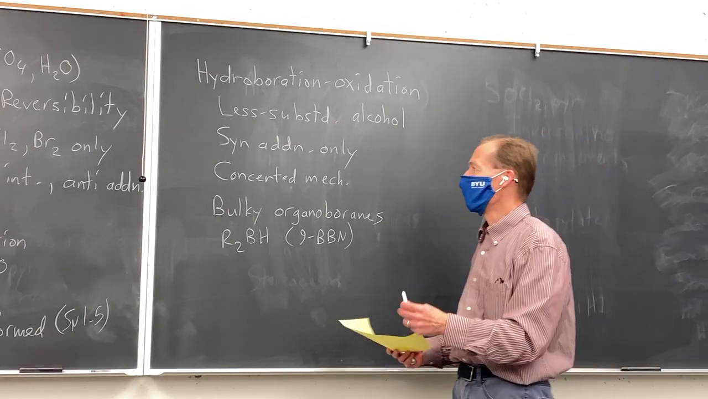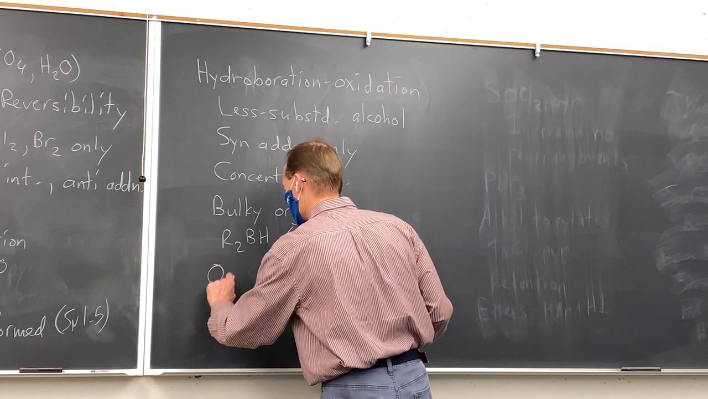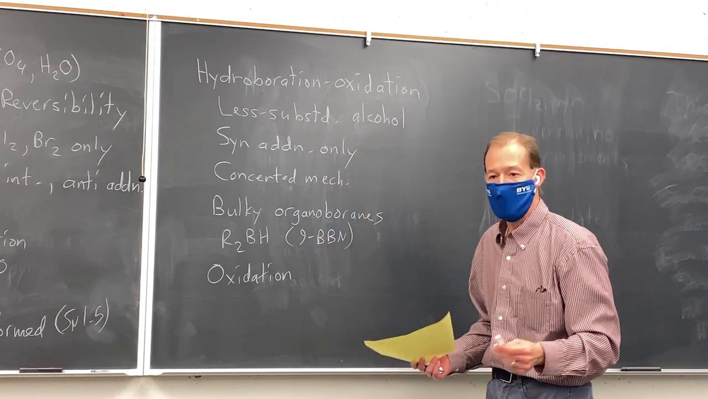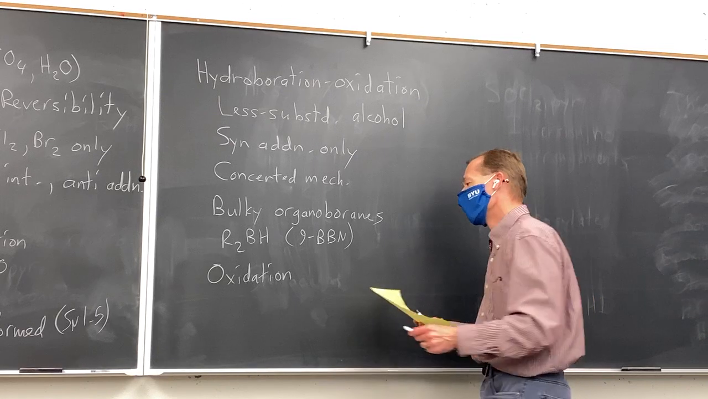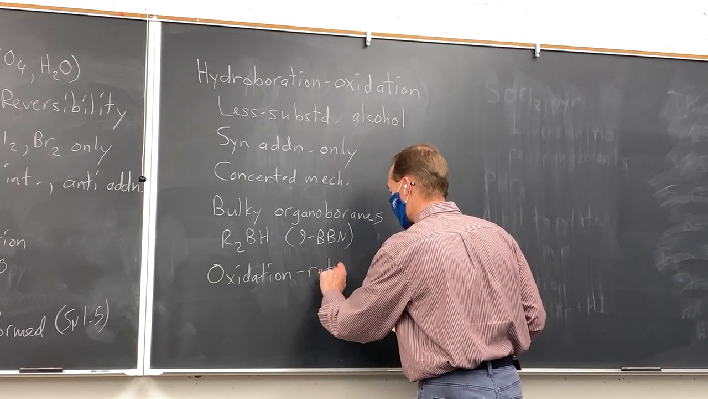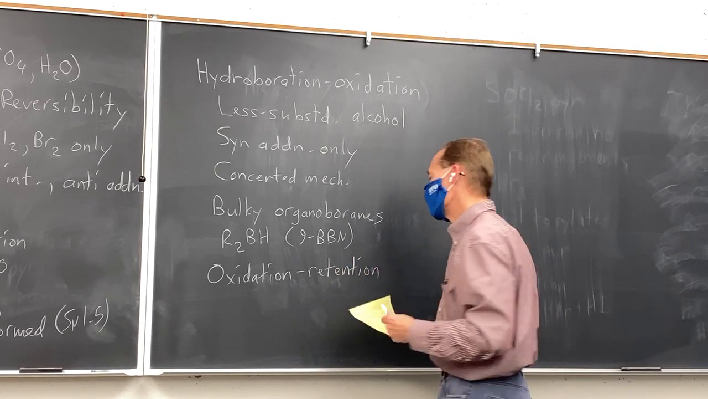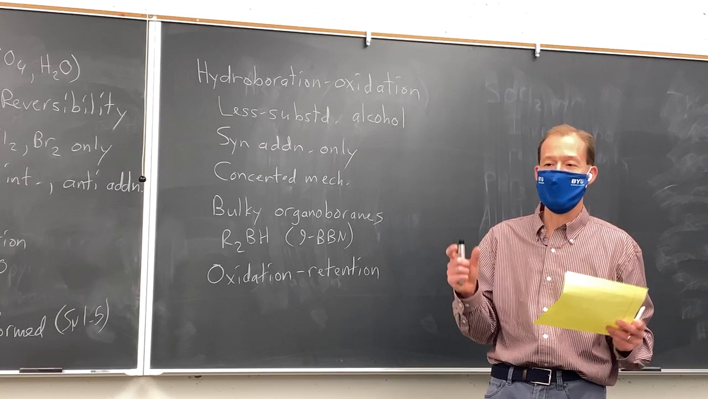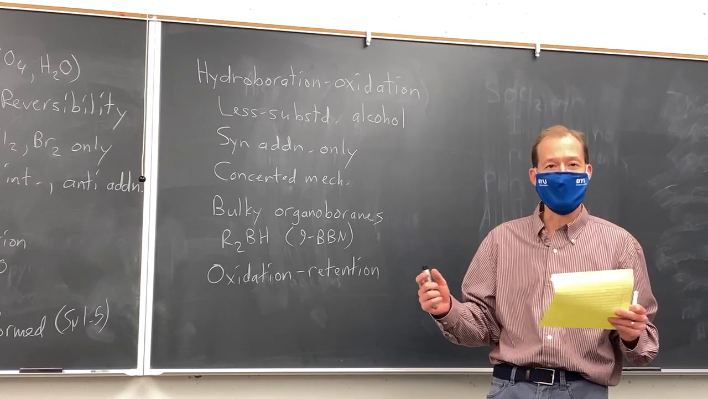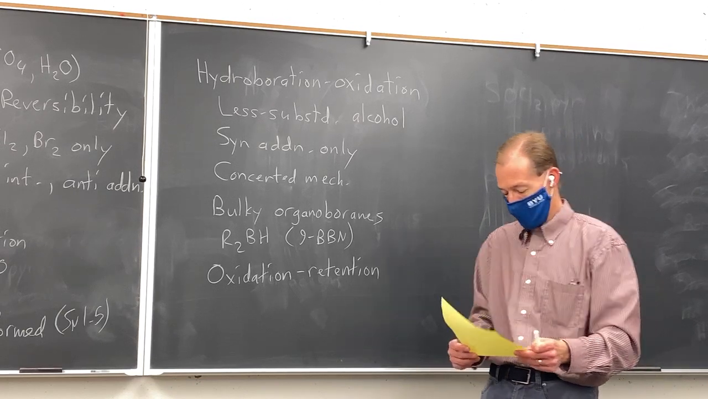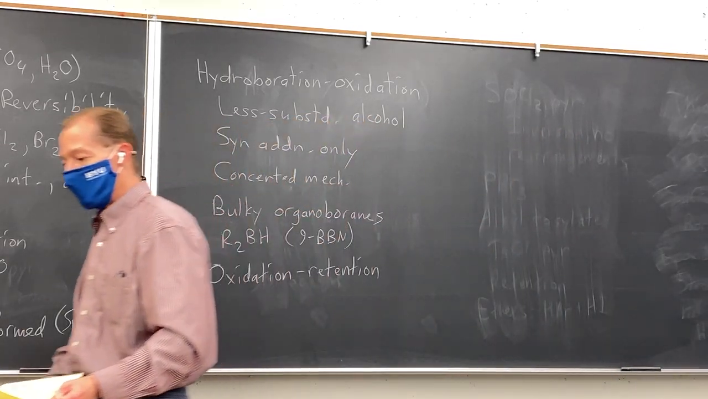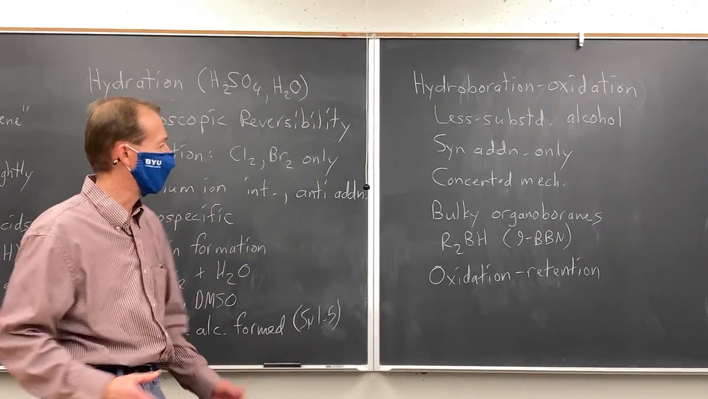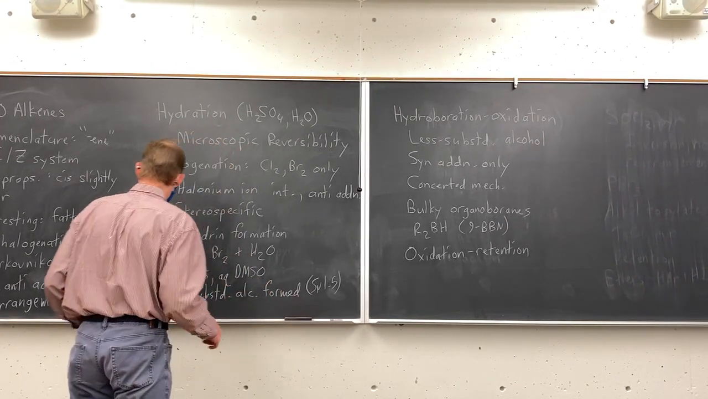And then we spent most of the time talking about the hydroboration step. As for the oxidation, we just learned the reagents, hydrogen peroxide and hydroxide, but we learned about the stereochemistry. This oxidation step proceeds with retention of configuration. So when you have syn addition plus retention, the net result is a syn addition of water across the alkene. Okay, so that sums up chapter 10. So we'll go ahead and erase the board and then go on to chapter 11.